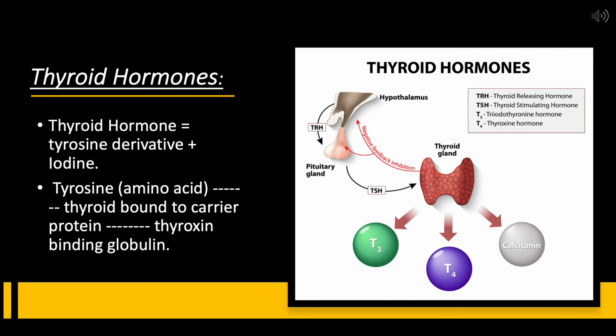Thyroid hormones. Thyroid hormone is made up of a tyrosine derivative and iodine. Tyrosine is an amino acid. Thyroid hormone is bound to a carrier protein called thyroxine binding globulin.